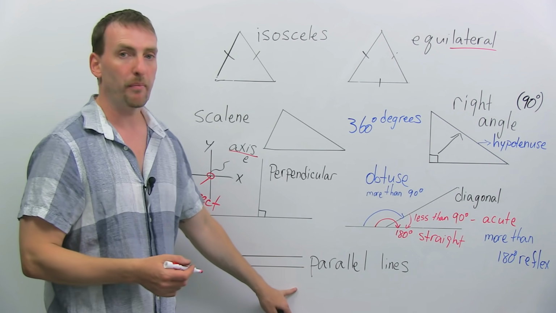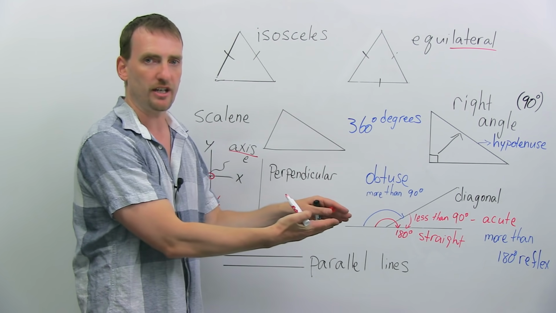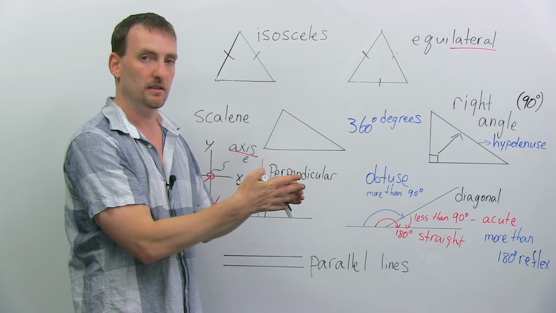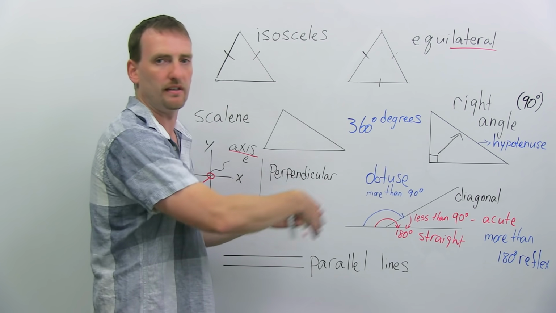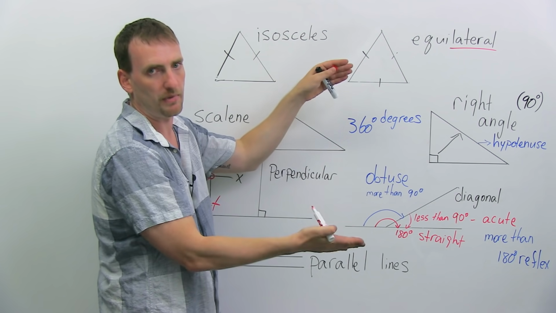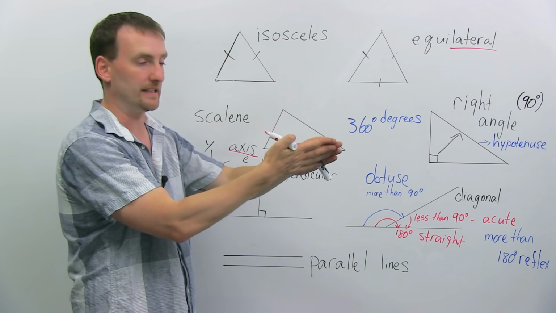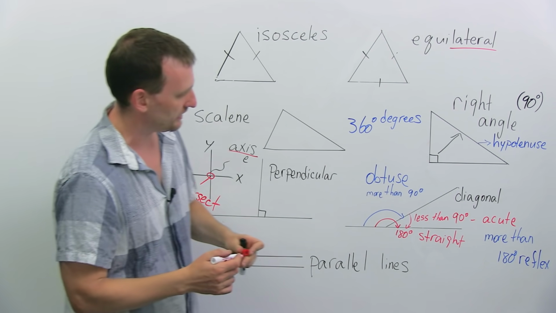And finally, we have parallel lines. Parallel lines are two lines that go in the same direction, but will never meet. Okay, so there's an equal distance between them, and that equal distance between them continues forever. They're running along the same direction, the same track. Apart from each other, they will never meet. Okay, so I think we've covered basically everything on this here.